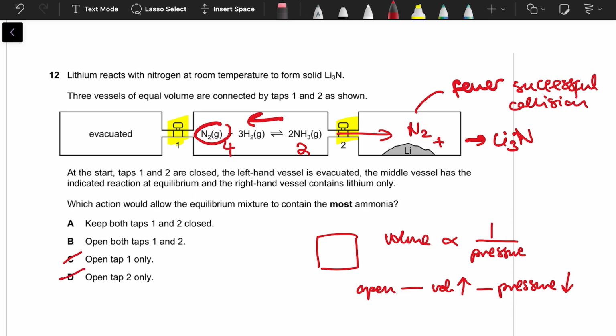If we open both taps 1 and 2, we're going to have triple that effect because we have less nitrogen, and the lowest amount of pressure possible because we have the highest amount of volume present. So the answer must be A.